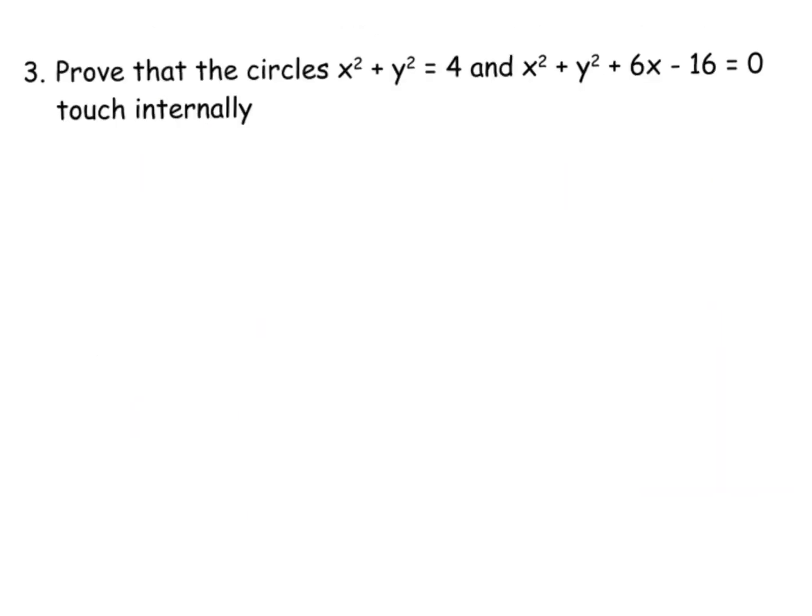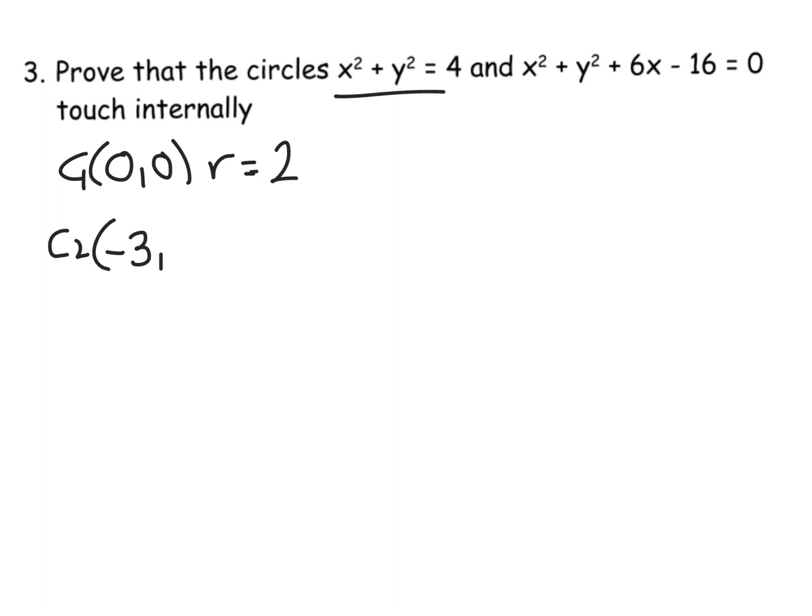Okay, next one. Prove that these circles touch internally, my favourite. So the first one is your easy one. Centre is 0, 0, and radius is 2. You always like one like that, easy marks. For the second one, your centre is half of 6, change the sign, so negative 3. Again, I've not put a y on this one, so we've got another 0.